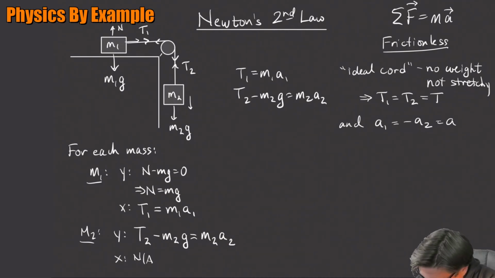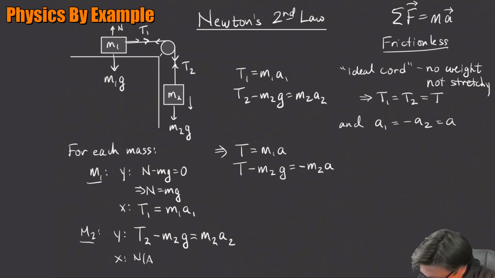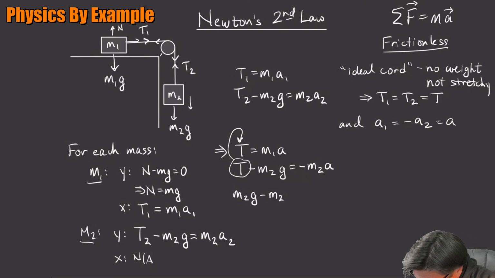So here's what I can write. Look at this. This means that T is equal to M1A, right? Getting rid of those subscripts. And then the other equation is T minus M2G is equal to minus M2A, right? It's the same A, it's just got a minus sign. Very cool. All right, so what I can do is solve for that T and plug it in there. So let's do that. T is just M2G minus M2A. So M2G minus M2A equals M1A. Nice.